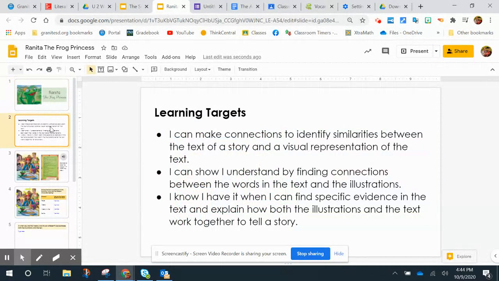Our learning targets. I can make connections to identify the similarities between the text of a story and a visual representation of the text. I can show I understand by finding connections between the words in the text and the illustrations. I know I have it when I can find specific evidence in the text and explain how both the illustrations and the text work together to tell a story.